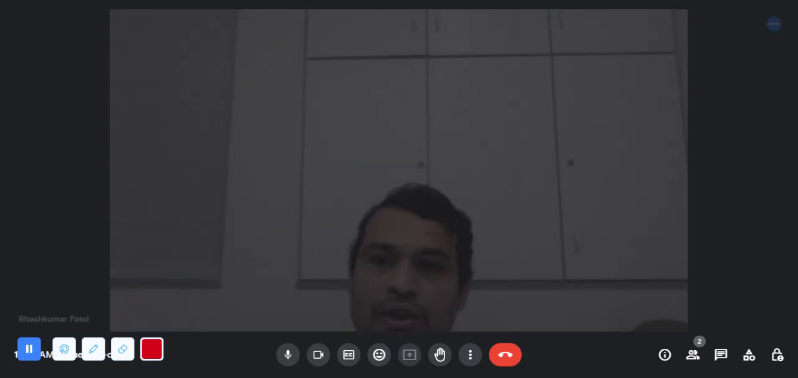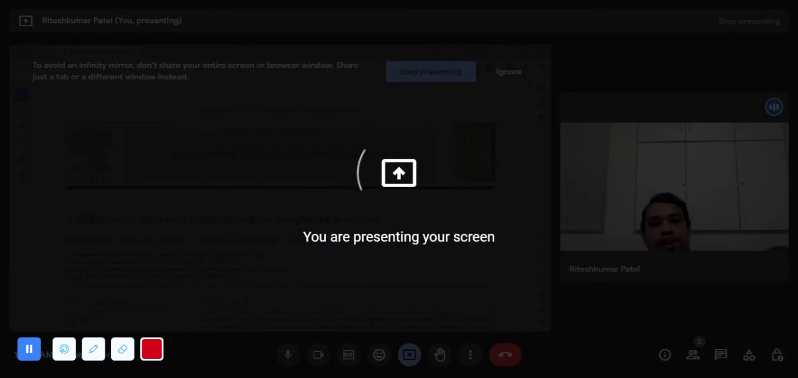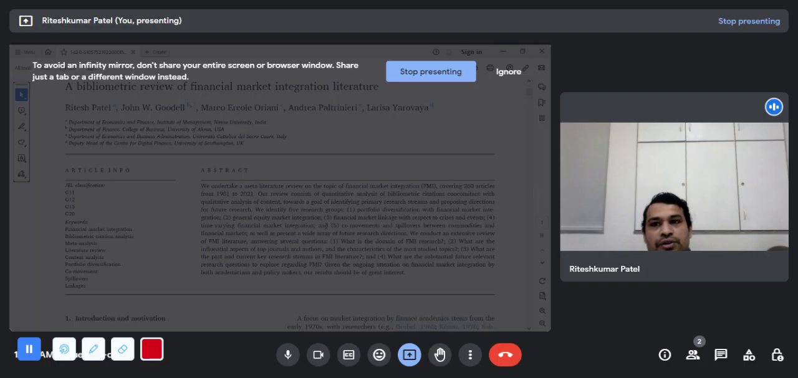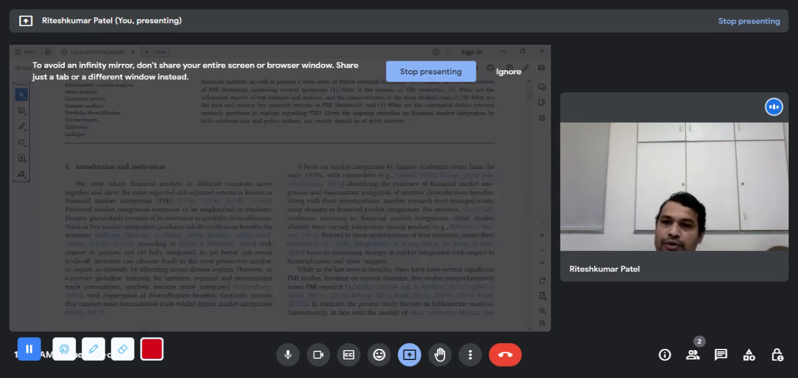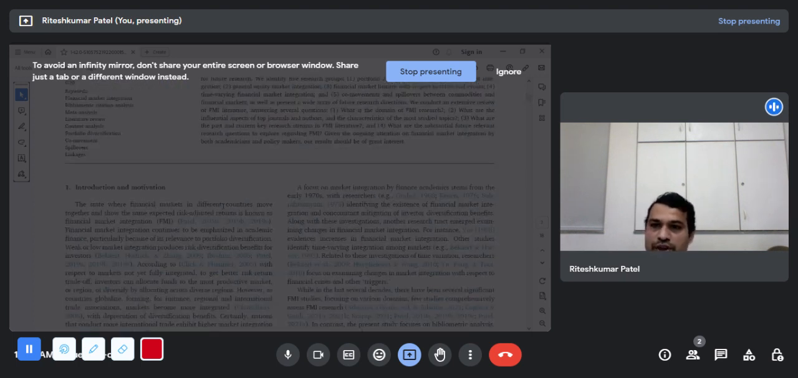So, a bibliometric review of financial market integration literature. This is my own paper which is published in International Review of Financial Analysis. That is an ABDC A category journal having an impact factor of 8.2. Here you can see there are different dimensions being covered.